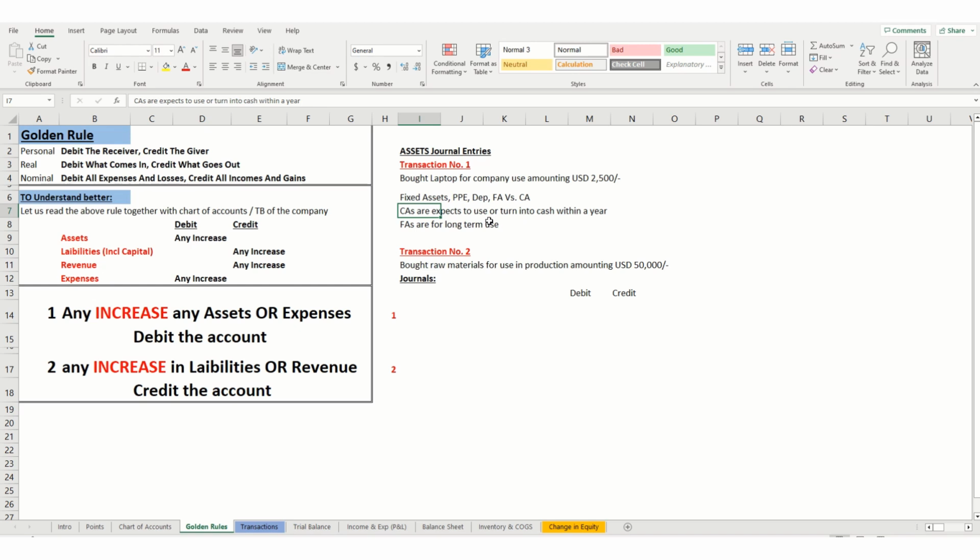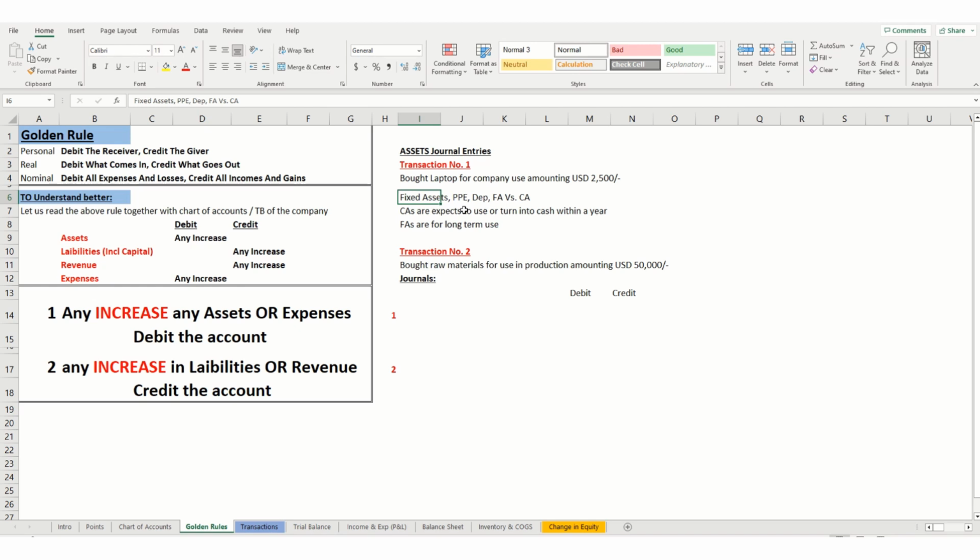So for example of current assets: the materials, inventory. These are all things we are going to use within 1 year, right? So these are current assets. So fixed assets, otherwise in most of the companies this is called property, plant and equipment.